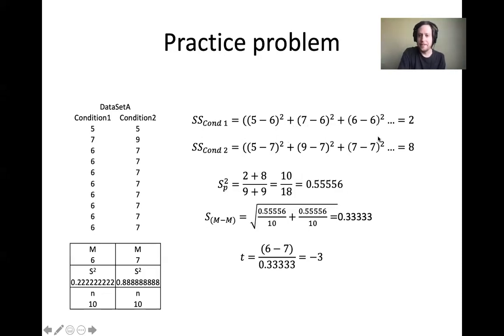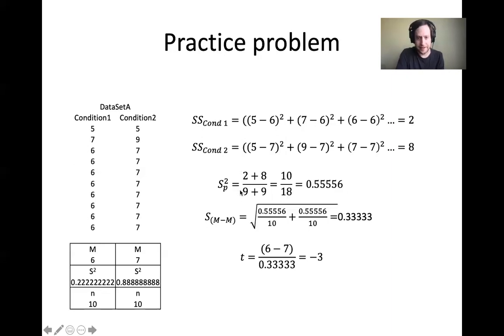And so when you add all these up down here for condition 2, you get 8. 4 plus a whole bunch of zeros equals 8. And so that's where this number right here comes from, 8. 2 plus 8 equals 10. And then down at the bottom, the total sample size is 20 minus 2 equals 18.